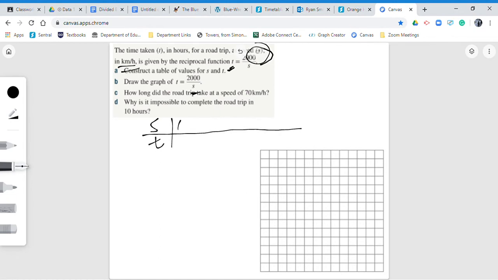The next thing we need to do is decide on some values. Now, if we're talking about a road trip and we're traveling in a car, some reasonable speeds for a car would be speeds like 10 kilometers an hour, 20 kilometers an hour, 30 kilometers an hour, 40, like those are reasonable speeds for cars to travel.